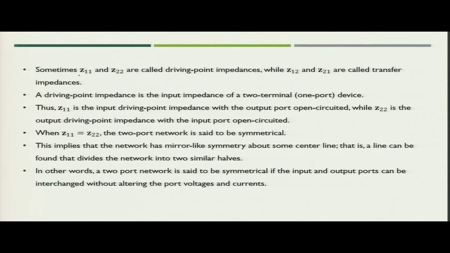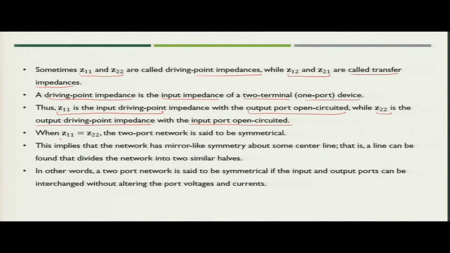Now, sometimes Z11 and Z22 are called driving point impedances and Z12 and Z21 are called transfer impedances. Driving point impedance is the input impedance of a two terminal device. So, Z11 is the input driving point impedance with the output port open circuited, while Z22 is the output driving point impedance with the input port open circuited.